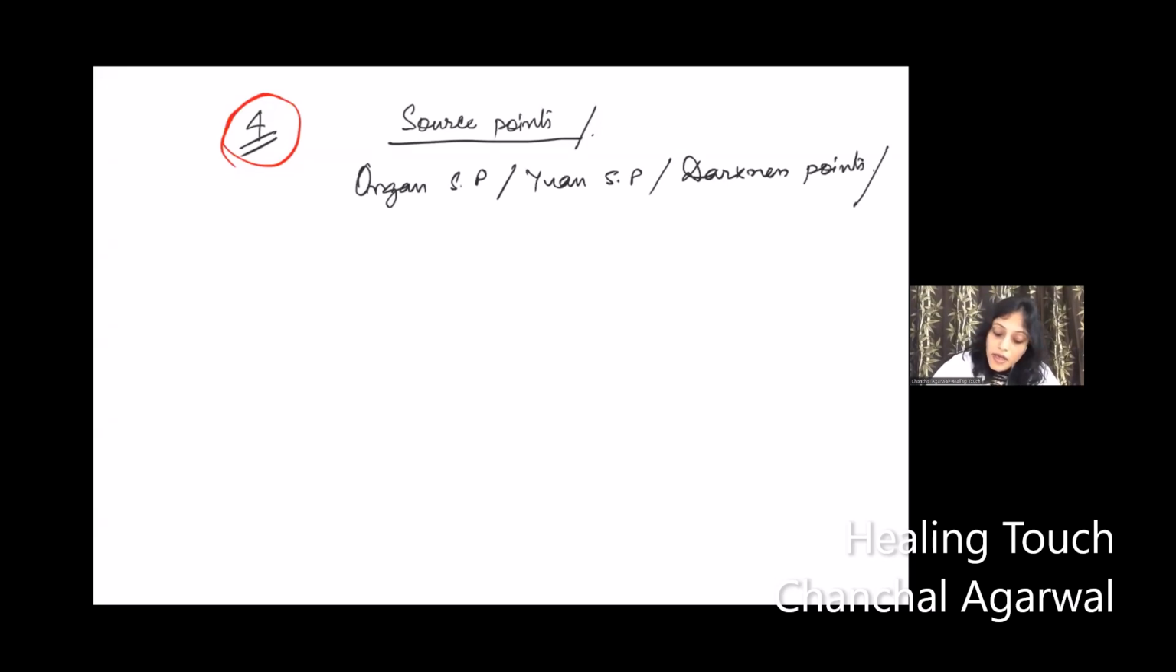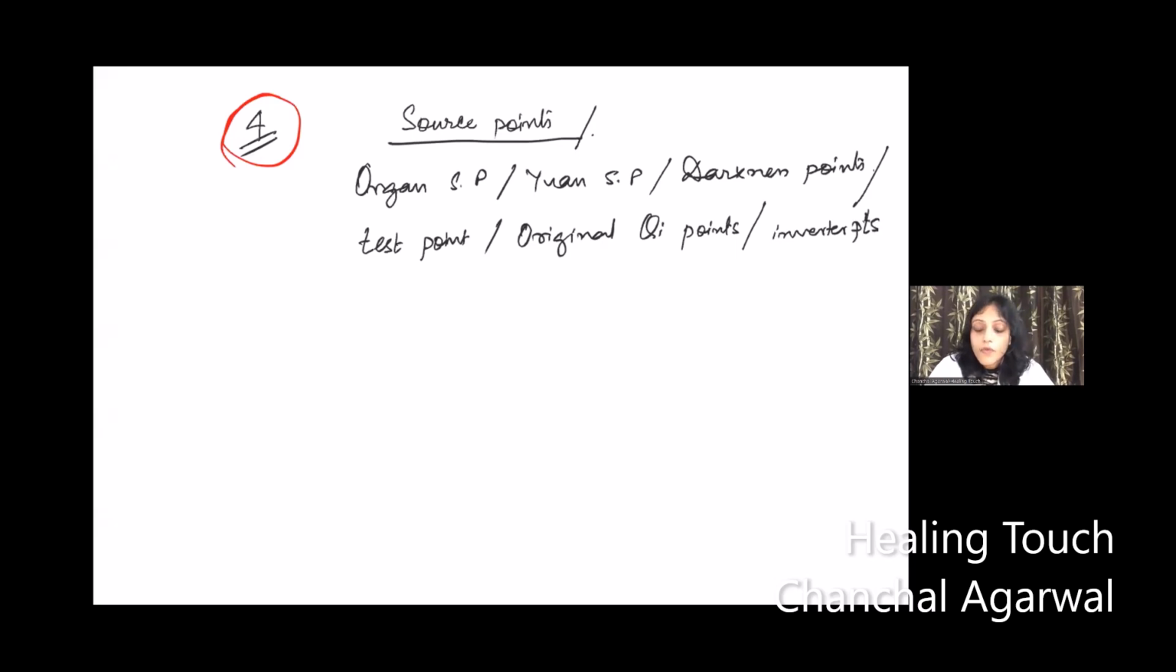These points are also called test points. Organ source points are also called test points. These points are also called original Qi points. And at some places, these points are also named as inverter points. So what is the significance of this point?